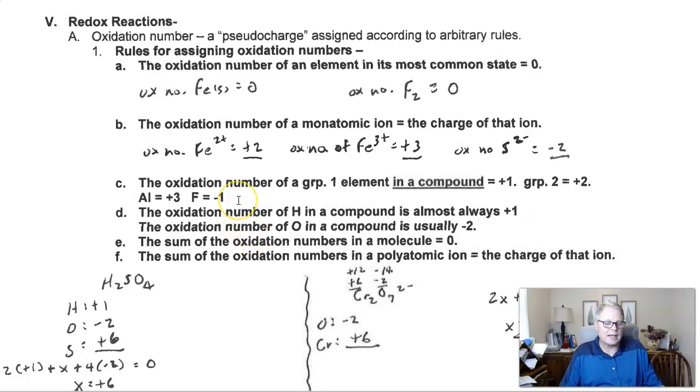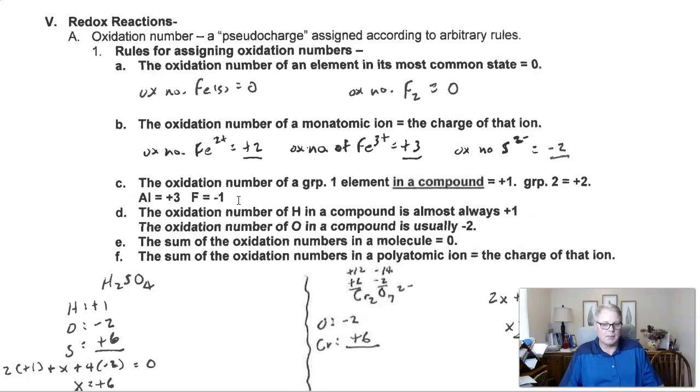Now, you'll notice I just said fluorine. I didn't say your halogens are -1. Why did I not say that? Well, because they're not always -1. There are cases where your halogens can be positively charged, not -1, typically in polyatomic ions.